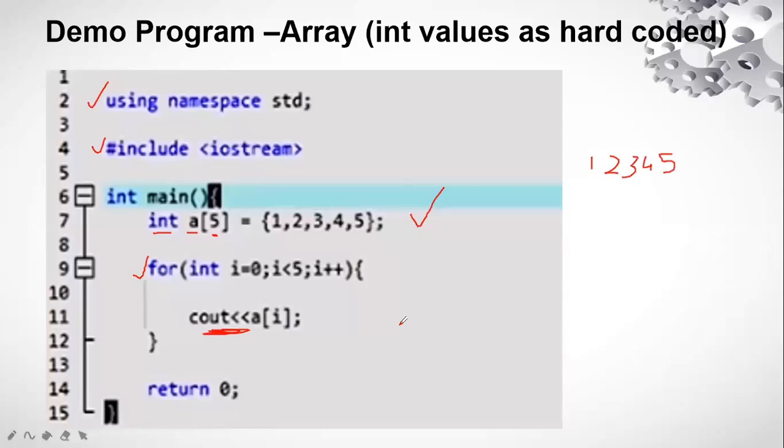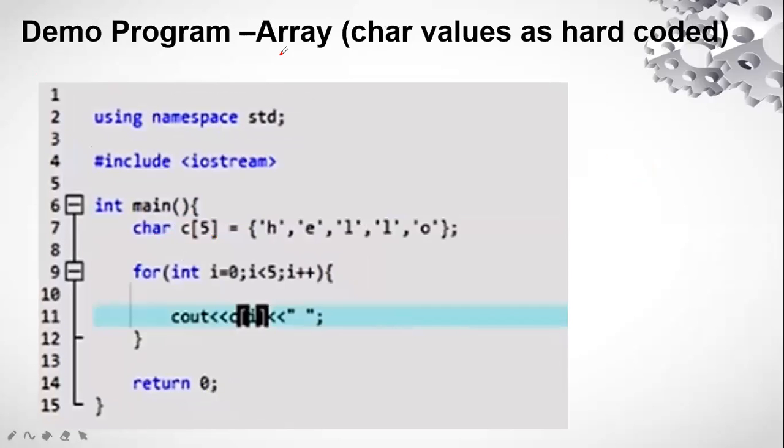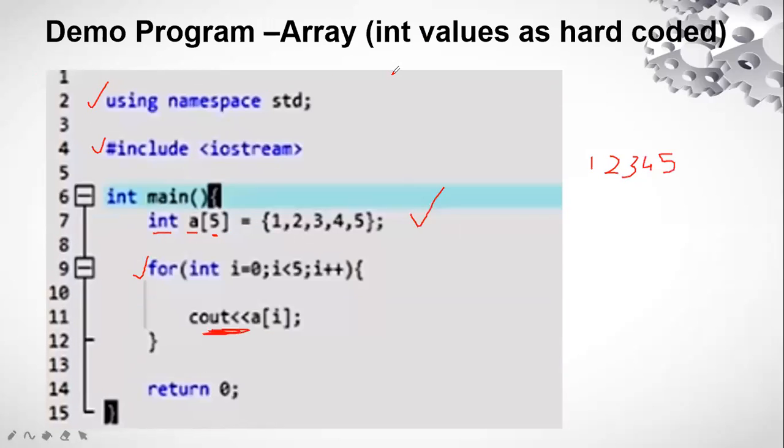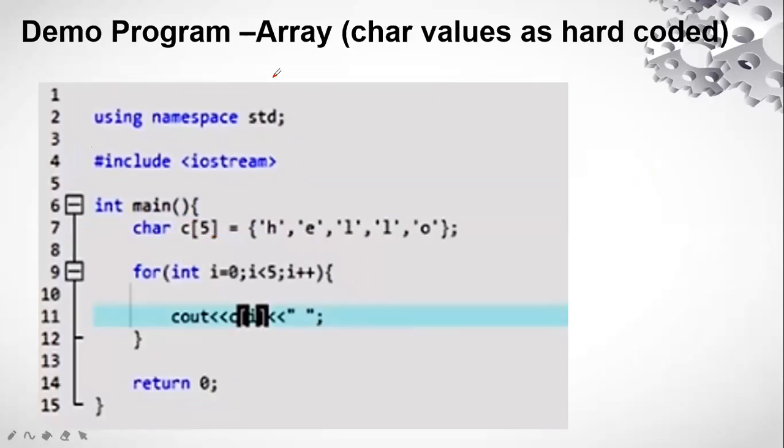Now moving further, that was for integer values. We have hard coded the integer values. That means this is the static initialization. This was the example for static initialization. Okay. Now we are talking about character values for static initialization again, because this is hard coded.